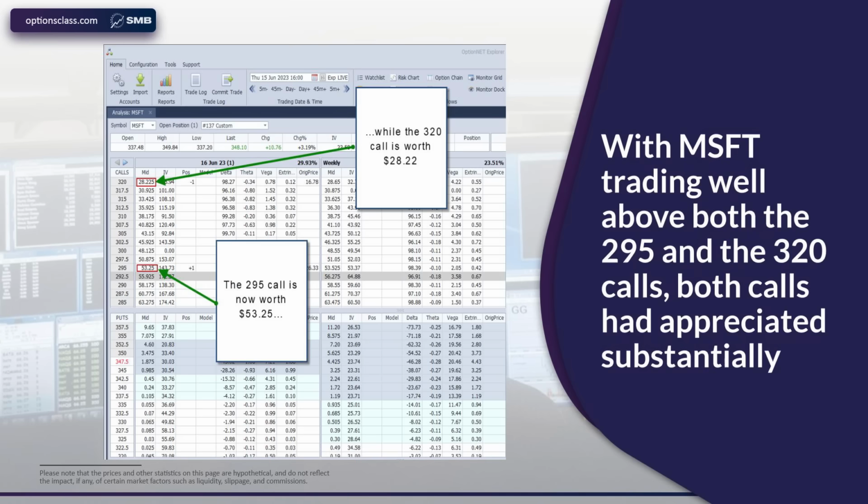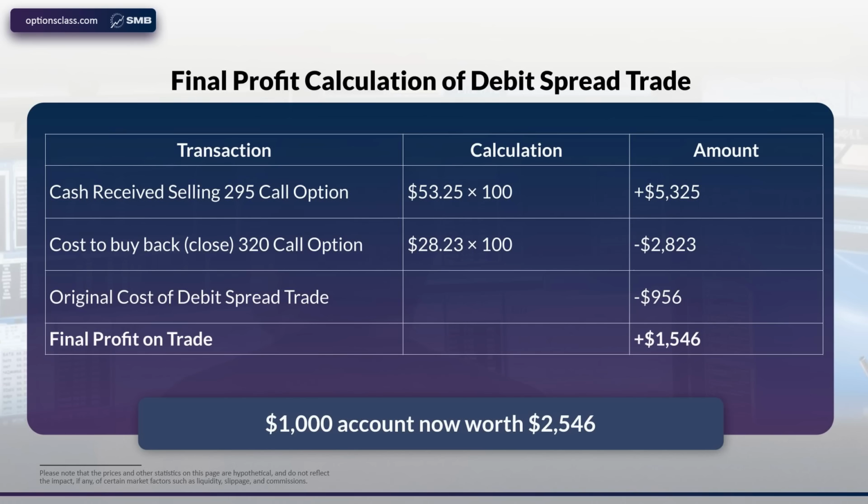And so pulling it all together, if you decided to close the trade that day before the options expire, what you would do is sell the long call you own at $295, receiving $5,324. And you can see from the calculation that in turn you would buy back the short call you sold at $320, and that cost $2,823. Of course, you would have to deduct the original cost of the debit spread, which was $956, for a final profit of $1,546, which would have pushed the value of your $1,000 account up to $2,546 in 1 year, which is a massive annual return.